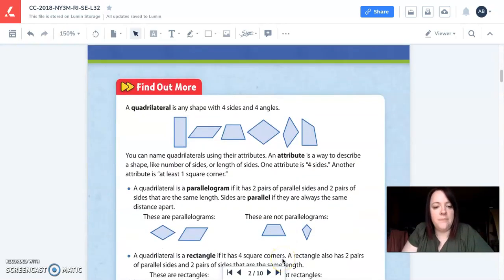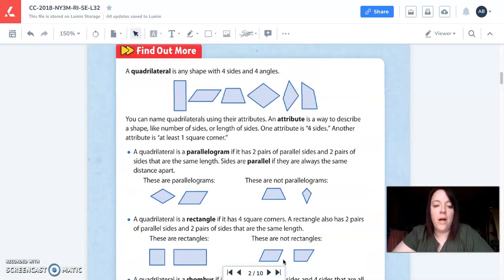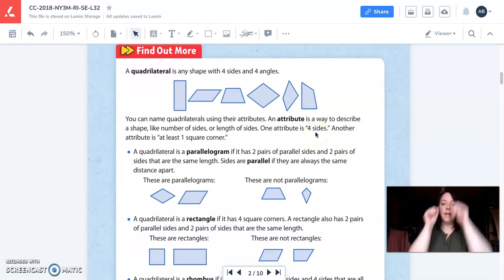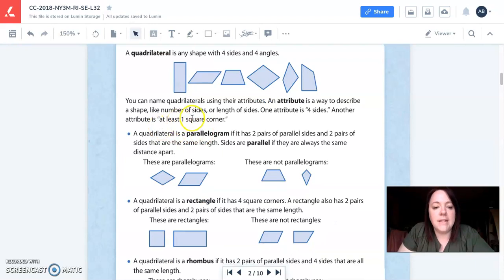Okay, moving on. Find out more. A quadrilateral, see, it's tough for Miss Barker too, is any shape with four sides and four angles. So let's look at all of these. We know they all have four sides and they all have four angles. You can name them using their attributes. An attribute is a way to describe a shape, like the number of sides or the length of the sides. One attribute is they have four sides. So it's kind of like our lesson 31 where we were classifying and determining what kind of groups the shapes go in.